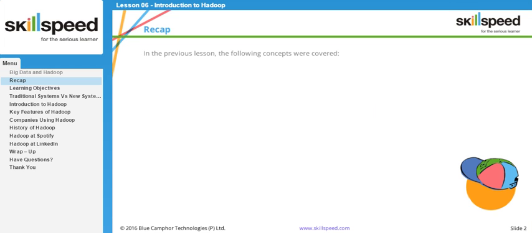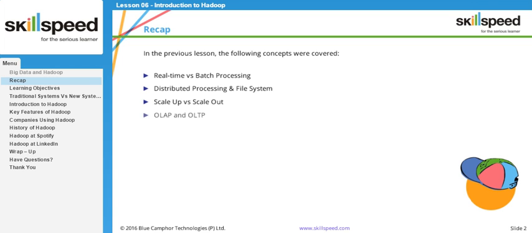In the previous lesson, we have seen what is real-time and batch processing and terminologies such as scale up, scale out, OLAP, and OLTP. In this particular session, we will be covering the limitations of the existing RDBMS systems and introducing Hadoop. We'll see the key features and history of Hadoop and the big data job market and predictions.